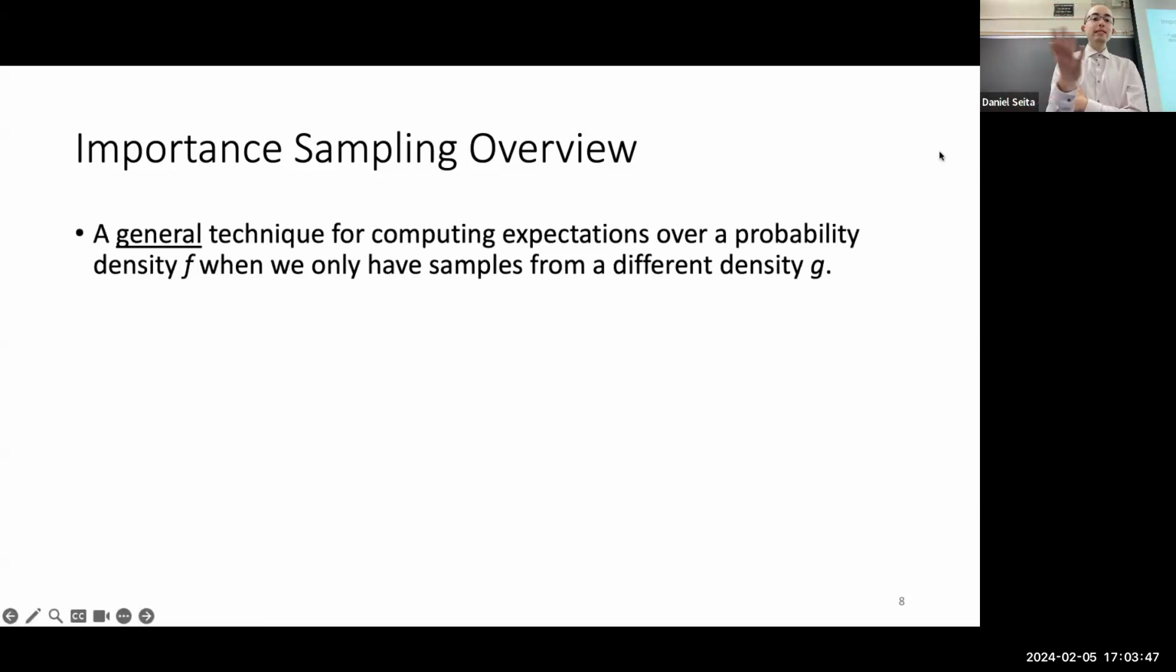Yeah, so importance sampling. It is a general technique for computing expectation over some probability density f when we only have samples from a different density g. So you have some samples from some function that maybe you know is easy to sample from, but you really want samples from this other more interesting function. Again, it's not just in particle filters where it appears, it appears in many other fields.